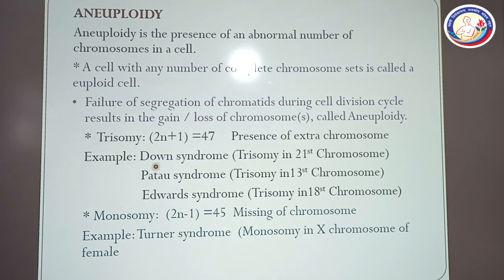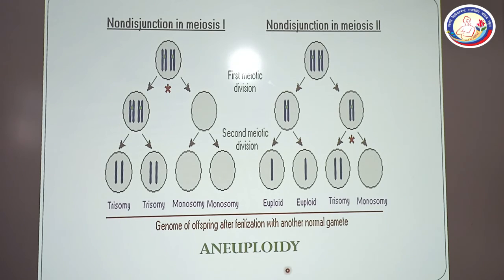For example, Down syndrome is because of trisomy in the 21st chromosome. Patau syndrome is trisomy in the 13th chromosome, and Edwards syndrome is trisomy in the 18th chromosome. Monosomy, 2n minus 1, 45, is a missing chromosome. Example, Turner syndrome, monosomy in the X chromosome, where one X chromosome in the female is missing.